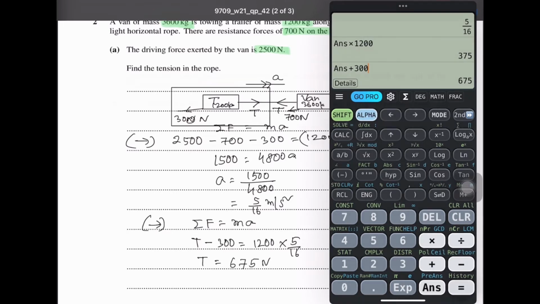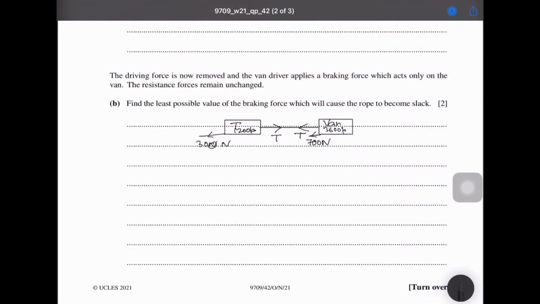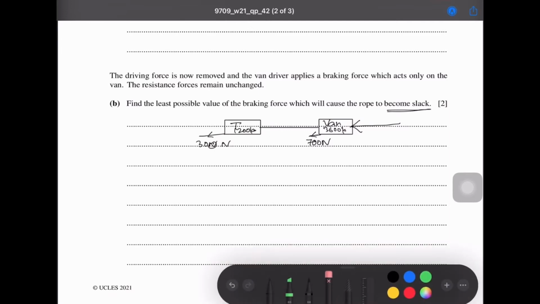675 Newton. Now the driving force is removed and the van driver applies a braking force in this direction, and the resistance force is unchanged. The string will be slack, so there is no force in that string.